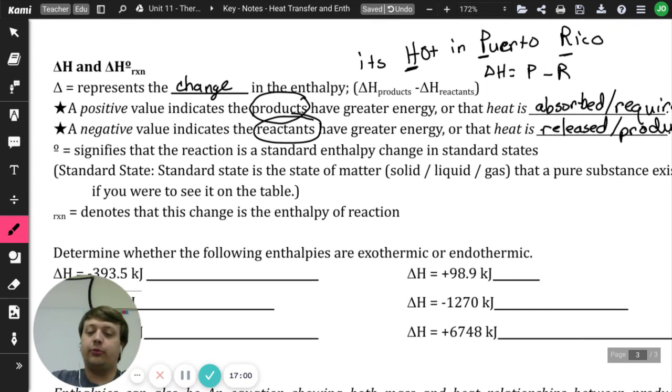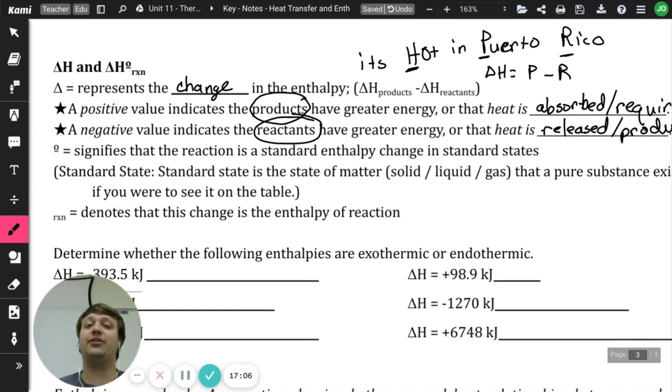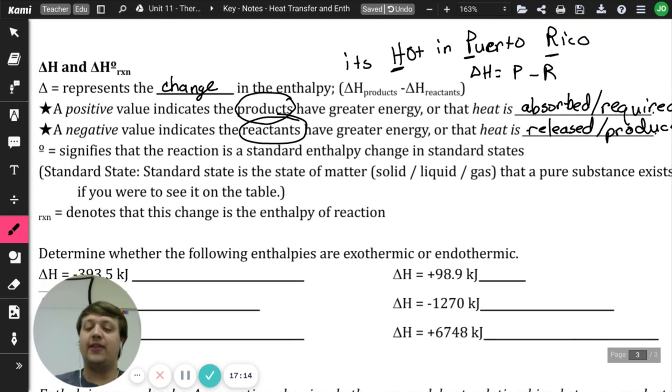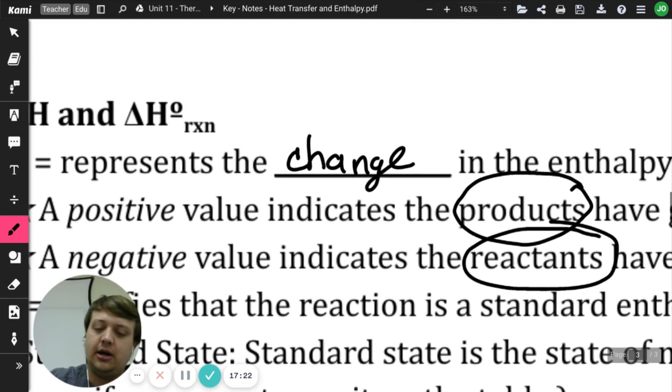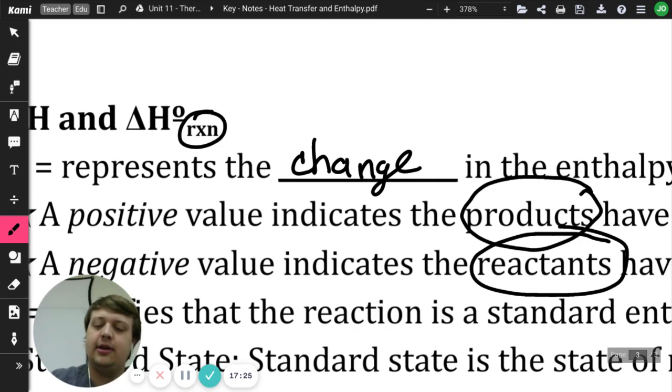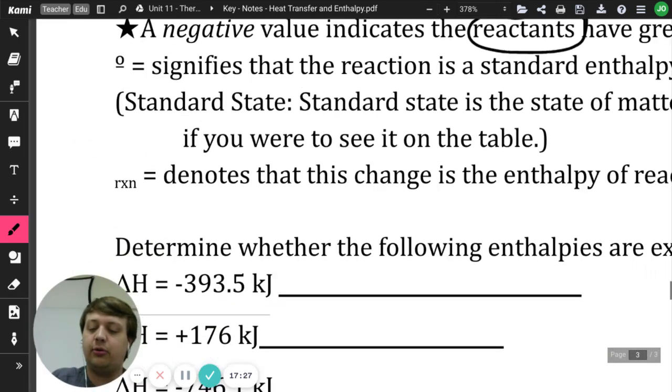Now, that little degree sign is going to signify that the reaction is a standard enthalpy of change in standard states of matter. Okay? A standard state is going to be something like a solid, a liquid, or a gas, that a pure substance can be found, something that you would basically find on your periodic table. Okay? And then the last thing is, like right here, we see this RXN. That RXN represents the reaction.